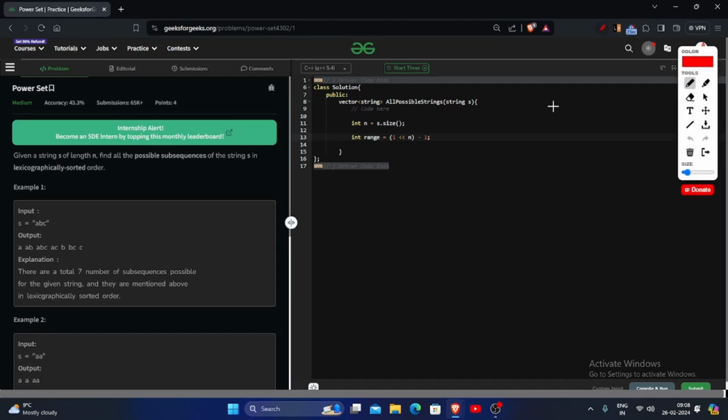What does this mean? It shifts my 1 by n. If n would be 4, then the shifts would be 0, 1, 2, 3. Like in this case, if n is equal to 3, you are saying shift my 1 by 3. So it would be somewhere here.